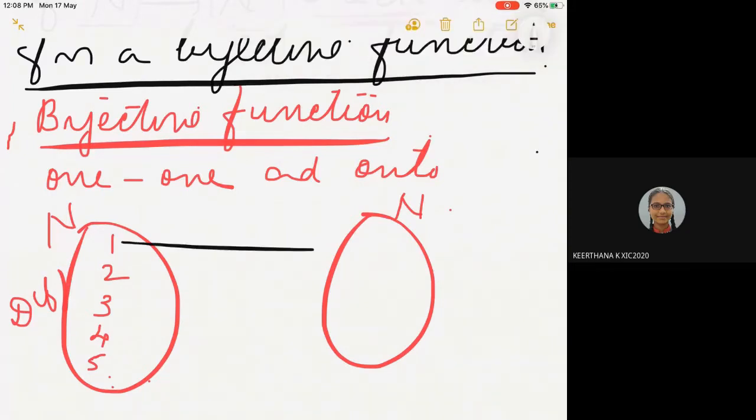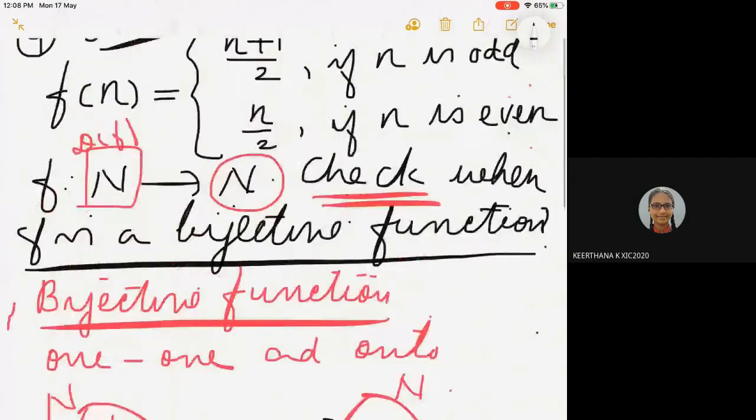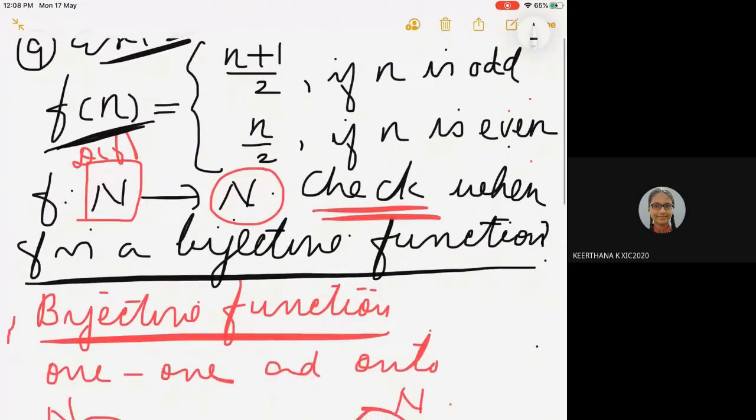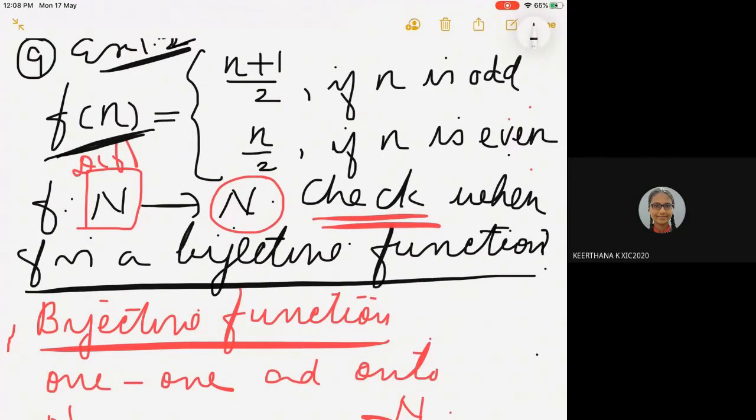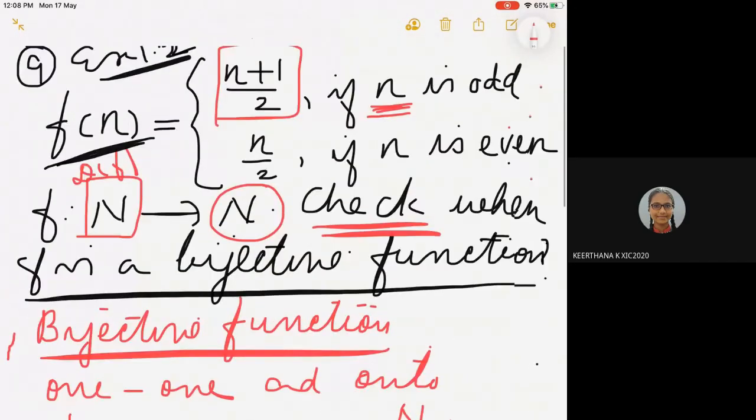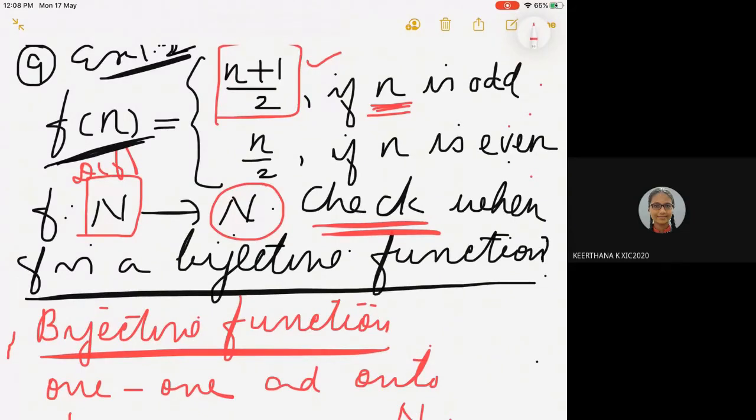What will be the image of 1? How to find the image of 1? f of n denotes the image of n. So f of 1 means you will be selecting one of these function values. Which function values do we have here? One is (n plus 1) by 2 if n is odd. If n is an odd number, this n is coming from the domain, then how to find its image? It is (n plus 1) by 2.